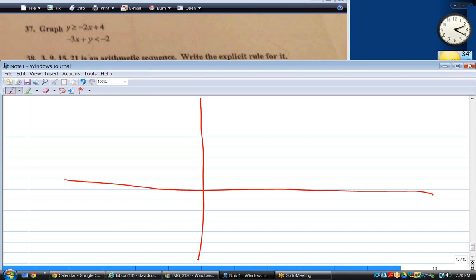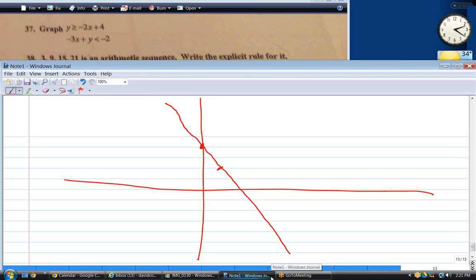So how do I graph the first inequality? Y is greater than or equal to minus 2x plus 4. You'd start at 4. Okay. 1, 2, 3, 4. And then you could go down 2 over 1 to the right. Good. Looks like you're getting your plus and minus. Solid or dotted? Look at you. It would be solid.